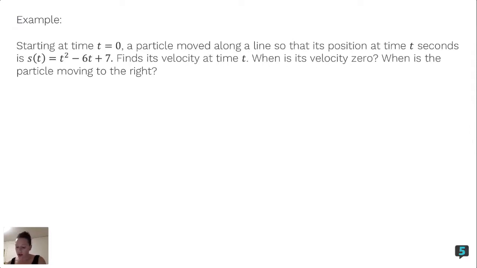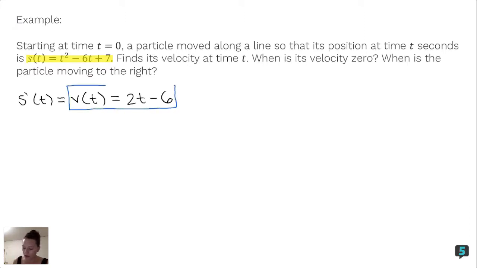Now first, if we know that s of t is equal to t squared minus 6t plus 7, that's our position function, and we want to get to velocity, we need to take the derivative of our position function. So we're going to have s prime of t equals v of t, which would be 2t minus 6. So that right there is my velocity function. So find its velocity at time t, check, we've done that.